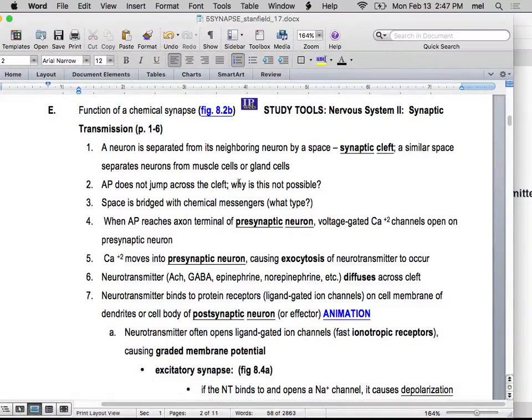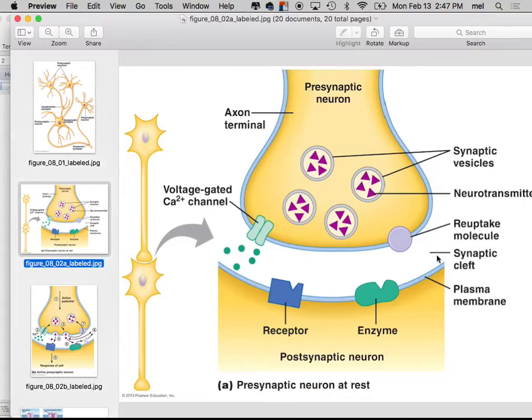What it does do is, you know this, the space is bridged with chemical messengers, and what type are they? What type of chemical messenger? Neurotransmitters, exactly. So when the action potential reaches the axon terminal of the presynaptic neuron, you're going to introduce a new kind of channel that you didn't know about before. And this new kind of channel only exists on axon terminals, only at the fingertips. So you're never going to get it as you're going down. It will always get hit last. And these are voltage-gated calcium channels that open in response to depolarization, right? And this is going to be the last place to depolarize in the cell, okay? So voltage-gated calcium channels that exist here.